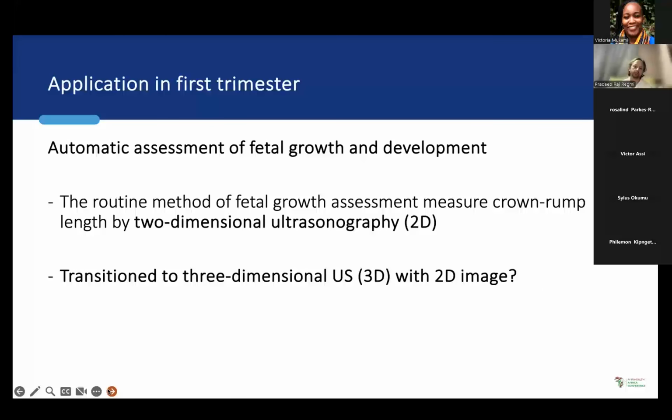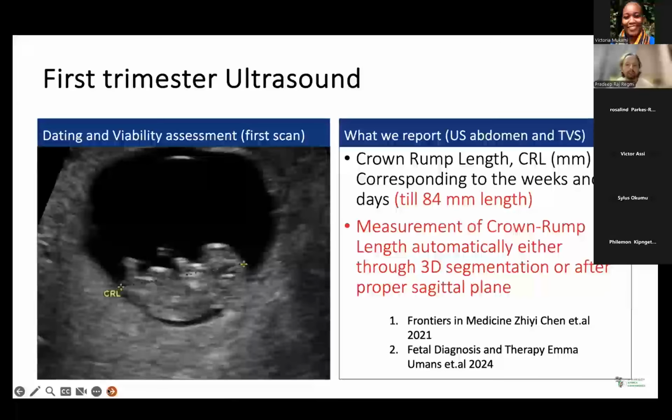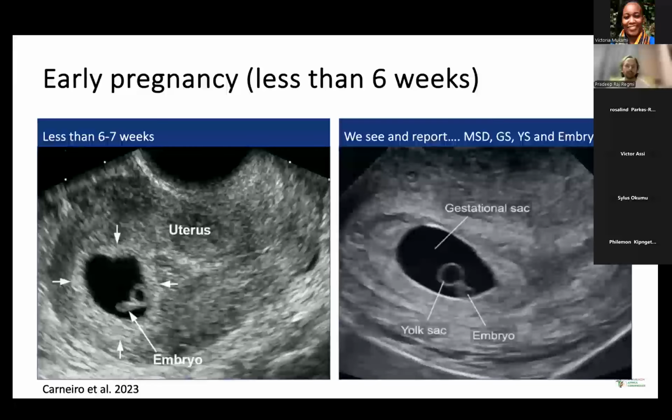So application of first trimester fetal growth and development can be done in 2D format, and that 2D can be transitioned to a three-dimensional image as well. In the first trimester, we can automate measuring the crown rump length in the embryo, and it can be measured automatically through 3D segmentation or after maintaining the proper sagittal plane from the clinician.